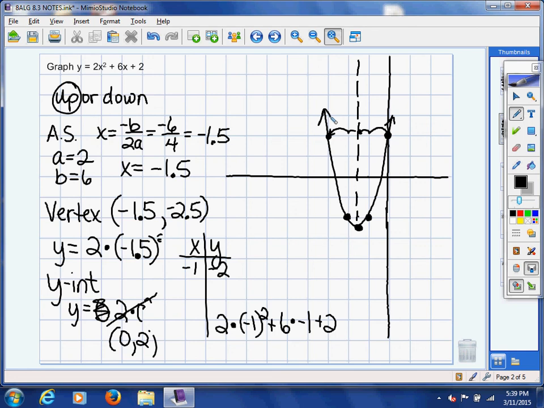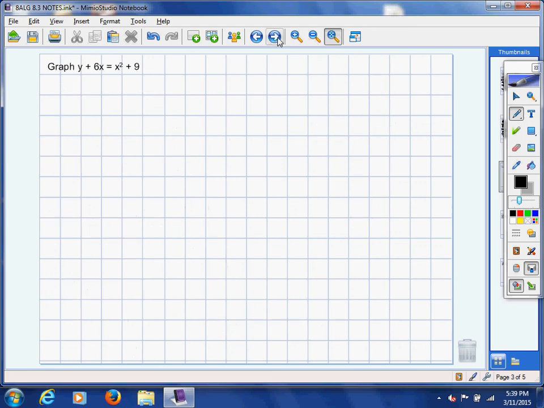So the next one, this one's all for you. What you need to do, first thing to get this started, get y by itself, okay? So right now, you've got 6x over there. You have got to move that 6x over to the other side so that y is by itself. And then you can finish the problem the rest of the way.